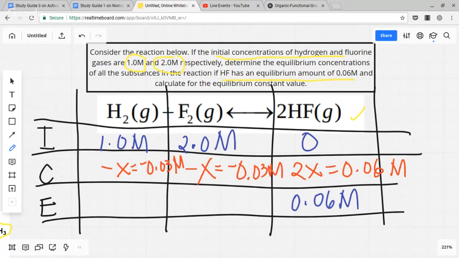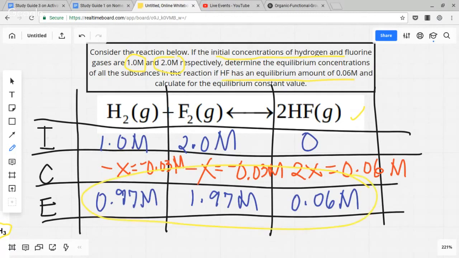So now that our values are complete, we can already fill out our values for equilibrium for H2 and F2. That's 1 minus 0.03, then we get 0.97 molar. And on the other side, this is 2 minus 0.03 molar, we get 1.97 molar.